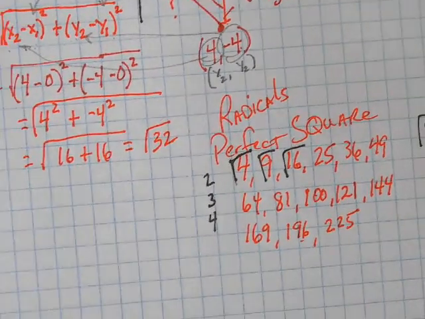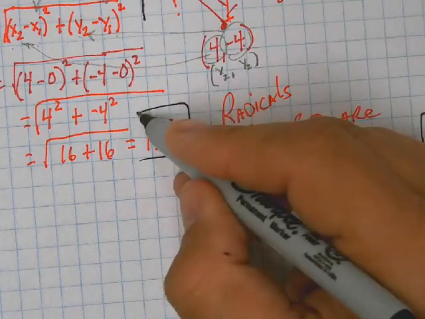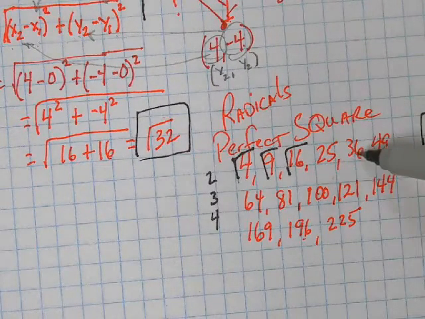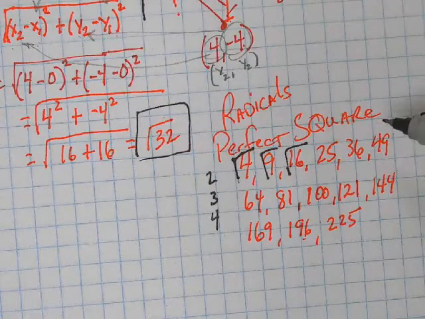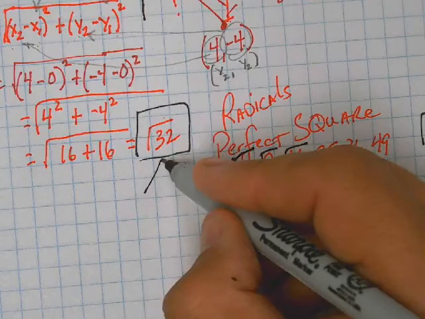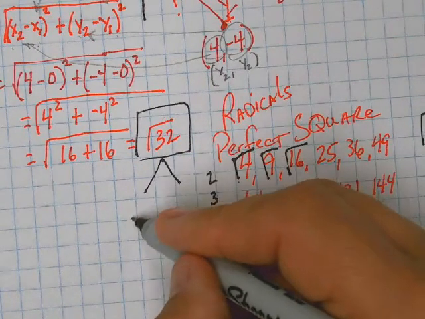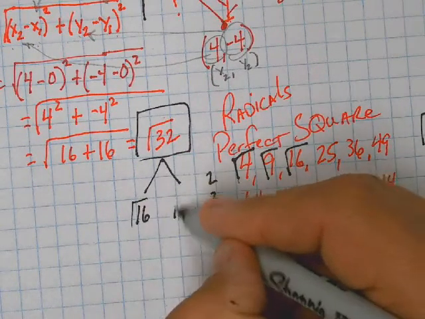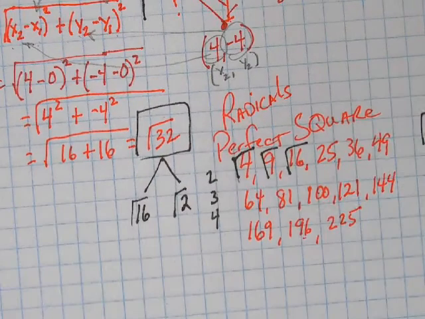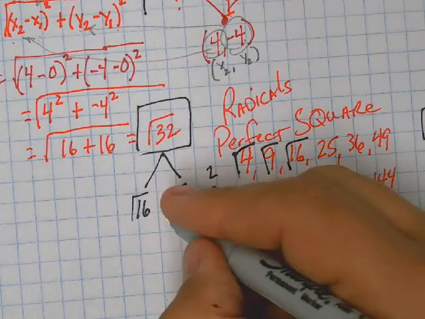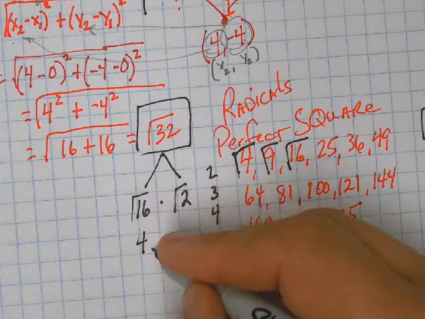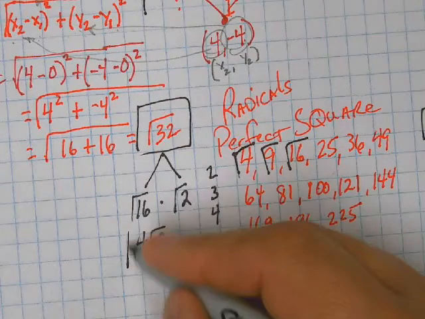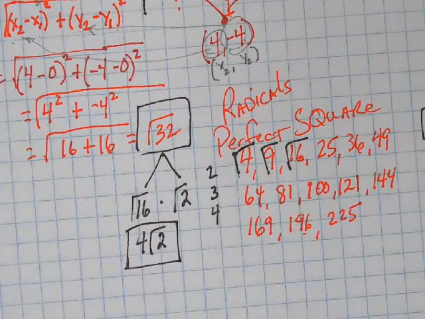Okay, that being said, let's come back to 32. Is that a perfect square? No, that's between 25 and 36. But is there a factor of 32 which is a perfect square? There is. You guys remember the old factor trees? I could write the square root of 32 as the square root of 16 times the square root of 2. What's the square root of 16, AJ? 4. Right?